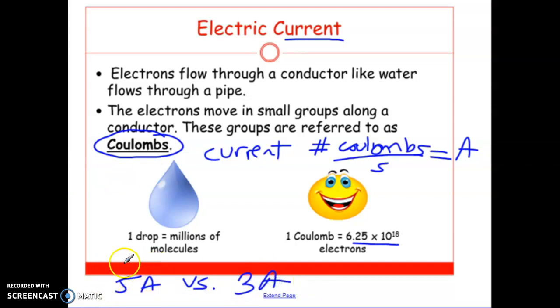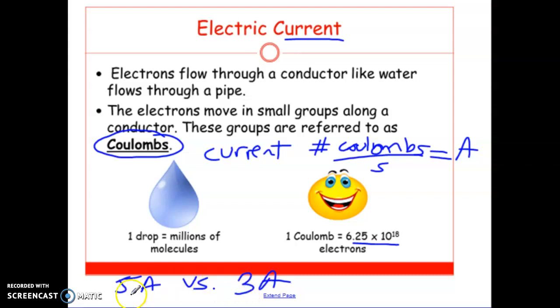5 amps means you have, think of it as, 5 packets of electrons every second. So every second that goes by, 5 packets of electrons have traveled through that wire. Or 3 amps, you have 3 packets of electrons that are traveling through that wire per second.